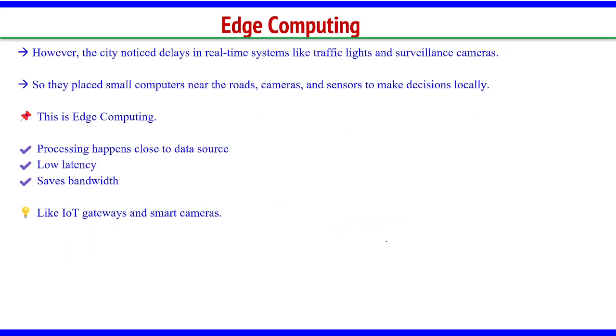Edge computing says you do small computations at the data generation source itself. At the IoT devices themselves, where the data is generated, there you make a small computing facility. Solve that problem there itself, don't bring it to the cloud. That is edge computing. Processing happens close to the data source, with low latency, and it saves internet bandwidth, right?